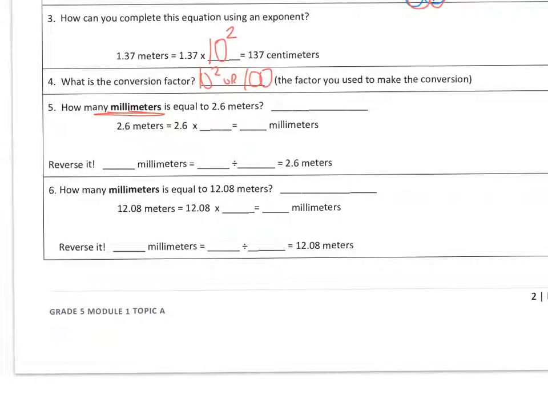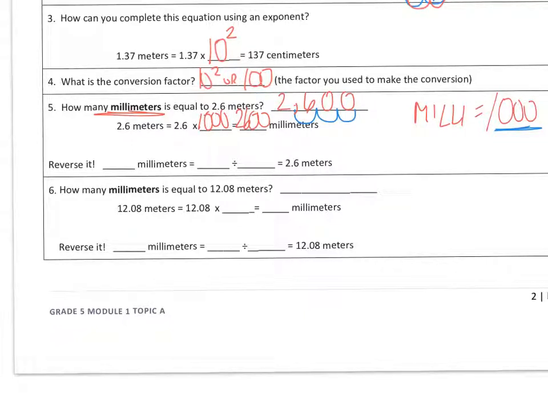So how many millimeters are equal to 2 6/10 meters? Well, I know that milli means 1,000. So there's 1,000 millimeters in a meter, so then I've got my 2 6/10. So 1,000 has 3 zeros, so I've got to move my decimal 3 times. 1, 2, 3. Let's add some extra zeros to it. So 2,600 millimeters. That's a ton of millimeters.